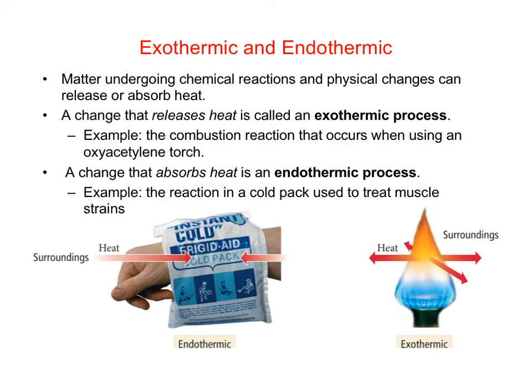So when we talk about chemical reactions and energy, in general, chemical reactions or physical processes can either give off heat or absorb heat from their surroundings. And so we have names for these processes. A chemical change that releases heat is called an exothermic process. And so we've used the example of combustion a couple of times. Combustion is an example of an exothermic process.